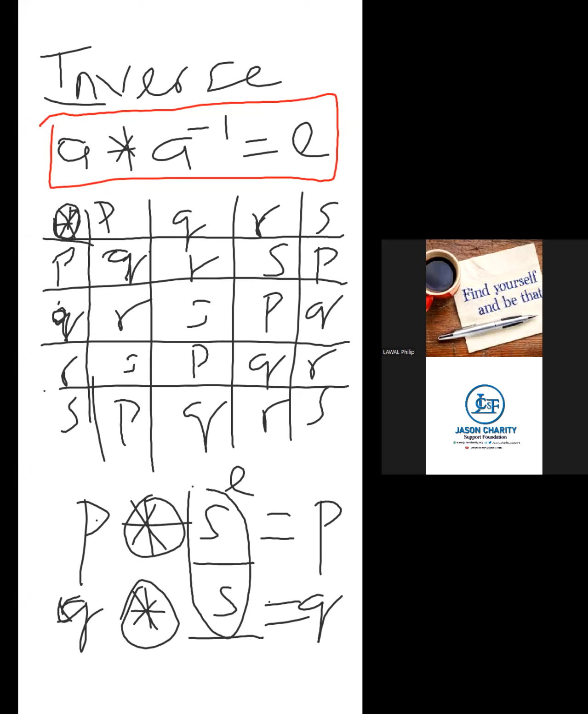Let's go for Q. What are we going to do to get the identity? If you operate Q on Q, you get S. So Q is the inverse of Q. This just so happens to be that. Q is the inverse of Q, and then P is the inverse of R. All right? P is the inverse of R.